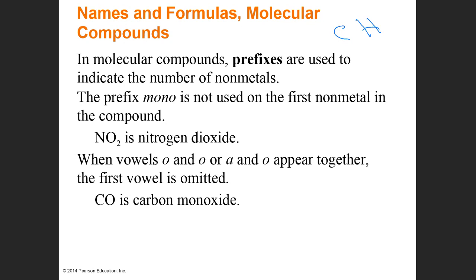So with molecular compounds, we're going to use prefixes to indicate the number of the nonmetals. Now, mono is not going to be used if it's with the first nonmetal in the compound. Mono will be used if it's for the second name, but it's not going to be used for the first name. So here's an example. NO2, we're going to call that nitrogen dioxide.